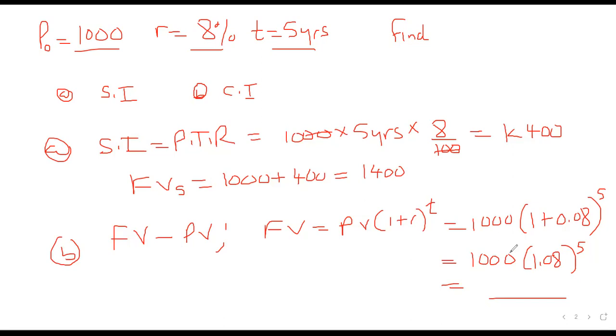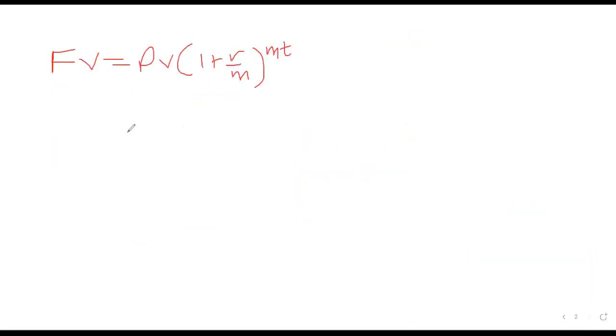So here, (1.08) to the power 5 times 1,000, we're going to get what? 1469.33. But if it's compounded more than once, we're going to have this scenario. Our present value is 1,000, our interest rate is 8%, and our time is 5 years.